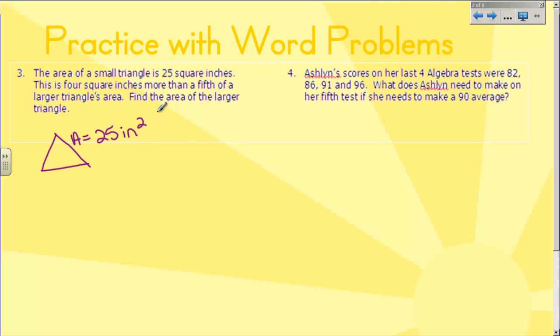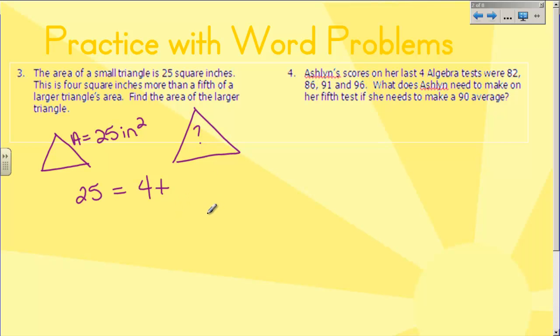This, and what they mean by this, is that the 25 square inches is 4 square inches more than a fifth of a larger triangle's area. So I have a bigger triangle and I want to find the area of it. So the 25 square inches is 4 square inches more than a fifth of the larger triangle's area.